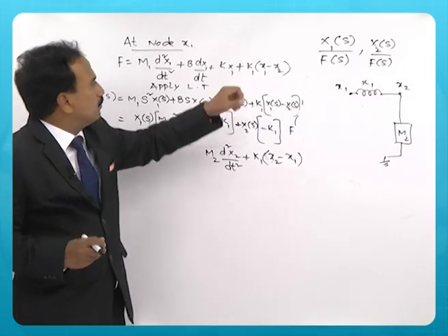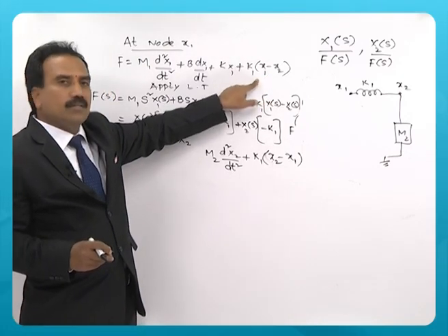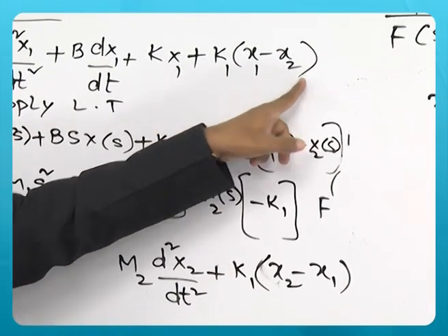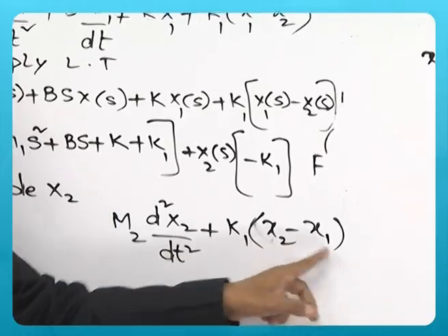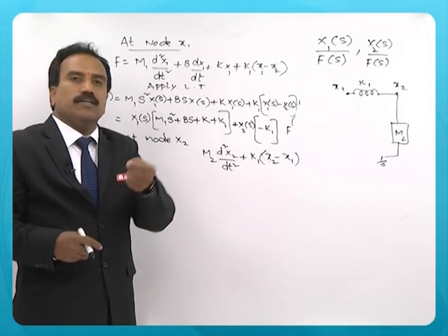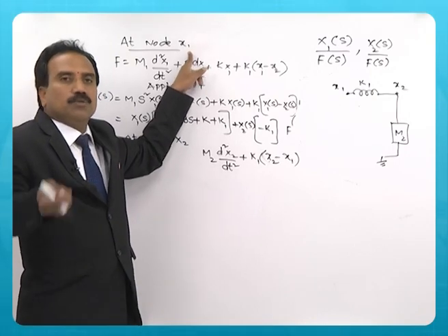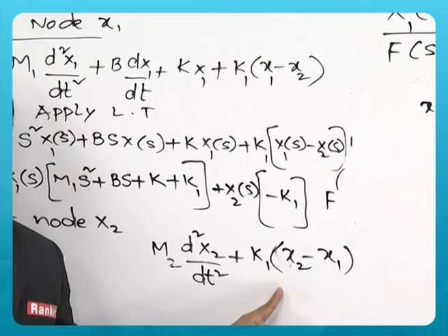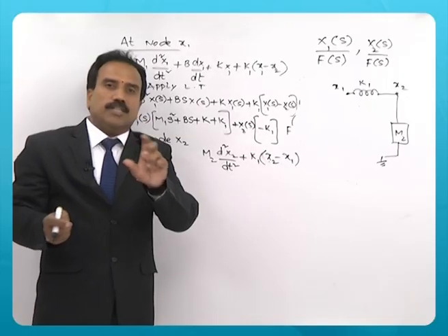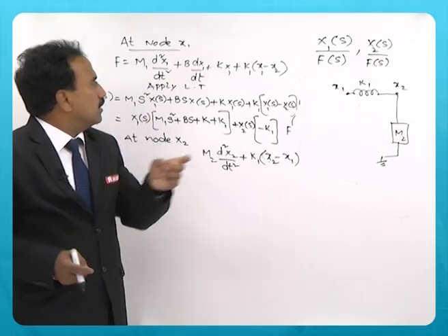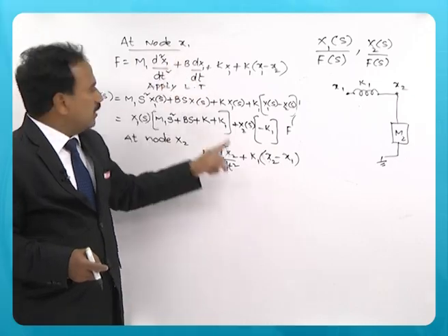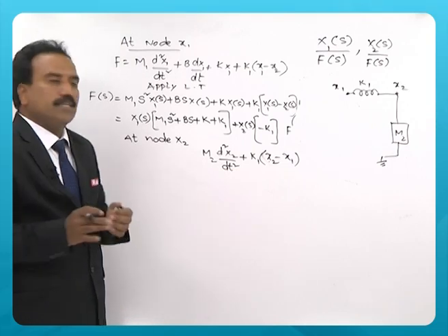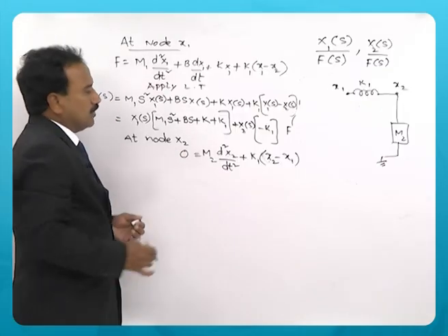One important observation you could make here: in equation 1, the same reaction force due to K1 appears as K1 into x1 minus x2, and here it is x2 minus x1. The reason is, when you are writing the equation at node 1, we assume that x1 is dominating x2. When you are writing the second equation, we assume that x2 is dominating x1. So that's why you have a displacement difference x1 minus x2 in equation 1 and x2 minus x1 in the second equation. There is no force applied to displacement 2, so it is 0.